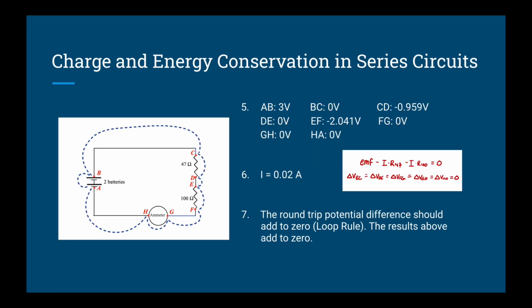Removing the voltmeter from the circuit, closing the circuit with the wire, and using the voltmeter to measure the potential difference for each part around the circuit path, we see that AB is measured to be 3 volts, CD was negative 0.959 volts, and EF was negative 2.041 volts, while other segments were 0 volts. These were calculated using the equation EMF minus I times the 47 ohm resistor minus I times the 100 ohm resistor equals 0, and the fact that BC, DE, FG, GH, and HA were all equivalent to 0. The current I was measured to be 0.02 amps, and the round-trip potential difference should add up to 0 as per the loop rule, and the results above confirm this.